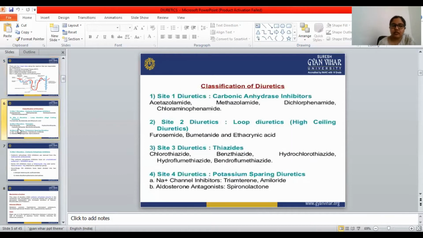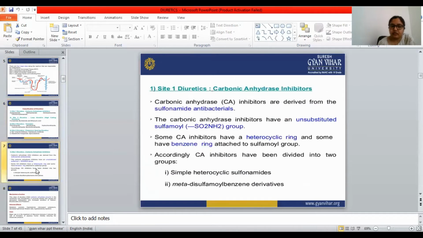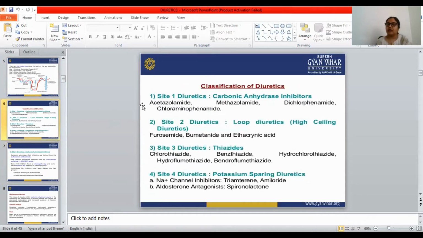Okay, so this is the classification of the diuretics. First is the carbonic anhydrase inhibitors. Examples of the carbonic anhydrase inhibitors are acetazolamide, methazolamide, dichlorphenamide, and chloraminophenamide. The next class is the loop diuretics, and the examples of the loop diuretics are furosemide, bumetanide, and ethacrynic acid.